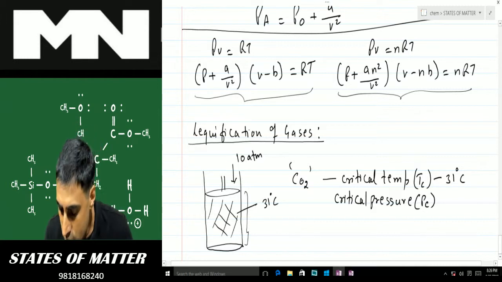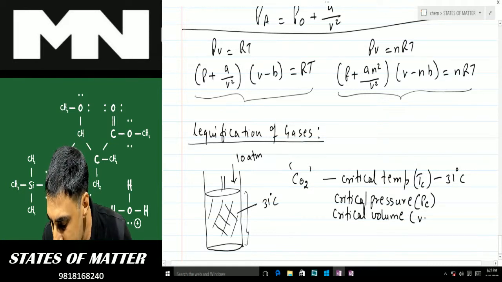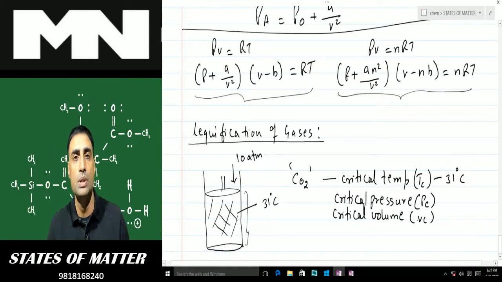Next we have critical volume, that is VC. Critical volume is the volume occupied by a gas at critical temperature and pressure. So this is all about liquefaction of gases.